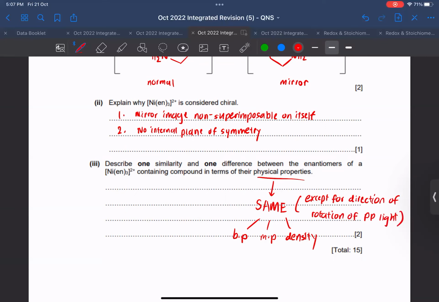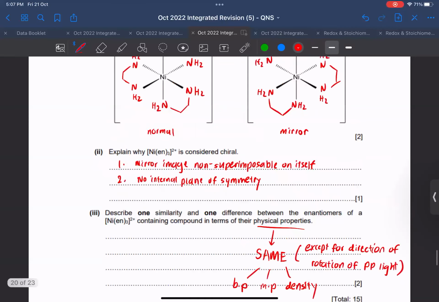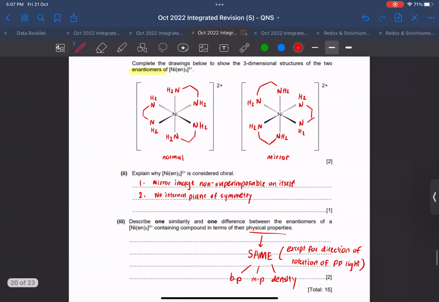So you can just pick and choose, pick one. I say that same boiling point, then I can say different rotation of plane polarized light. And that's your answer for this segment here. Quite likely that they will ask you to draw enantiomers in the exam, so just be prepared for that. And with that said, that concludes this question.